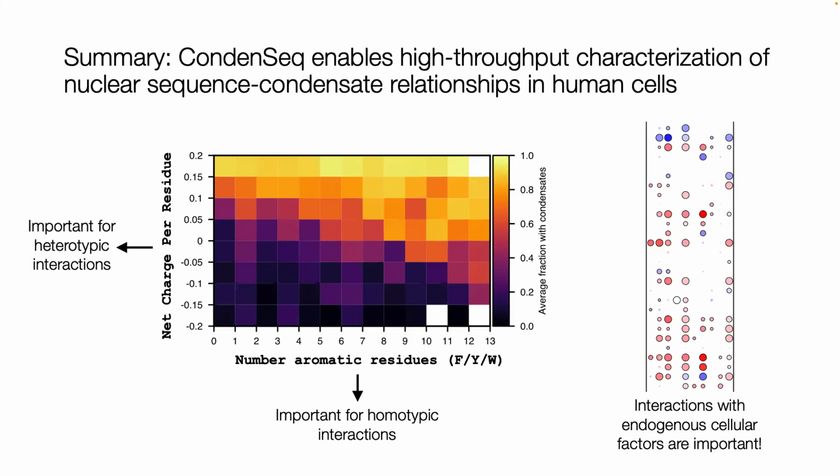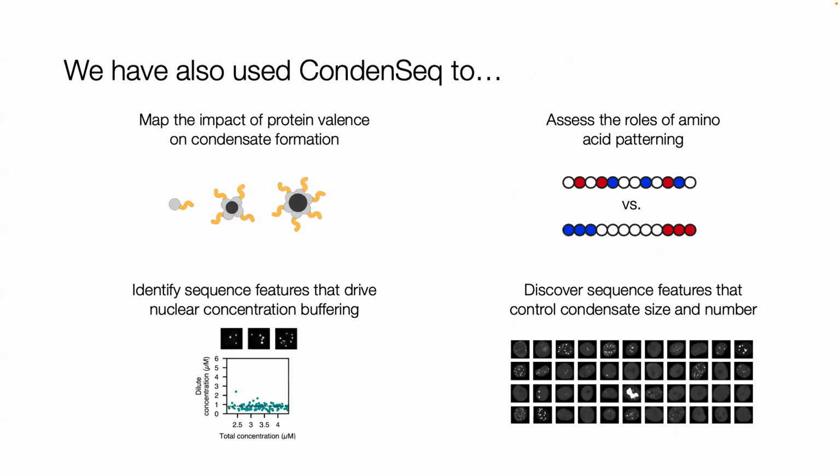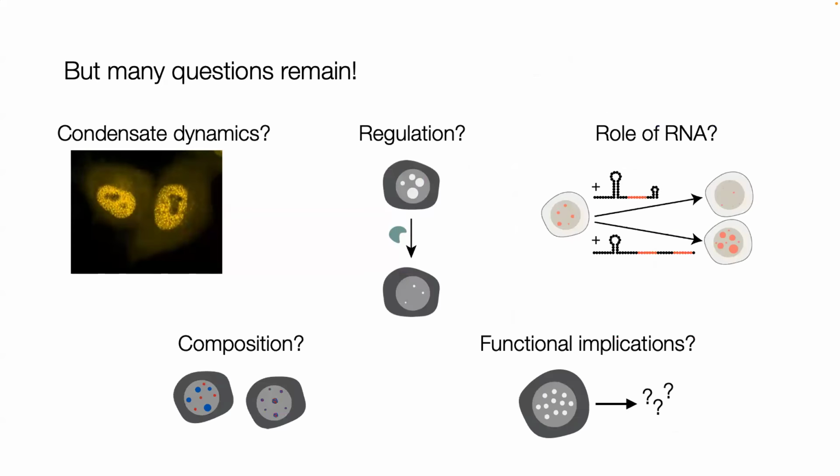in the cellular environment. We've used CondenSeq to do a bunch of additional things that I haven't talked about here. We've used it to map the impact of protein valence on condensate formation, to assess the roles of amino acid patterning, to identify sequence features that drive nuclear concentration buffering, and to look at sequence features that control condensate size and number. But many, many questions still remain.